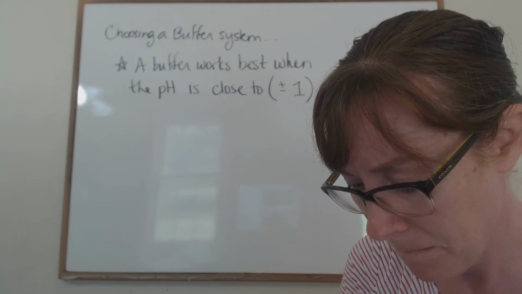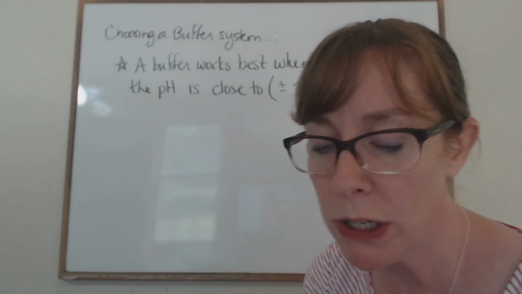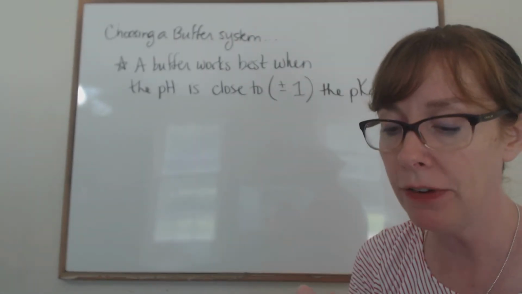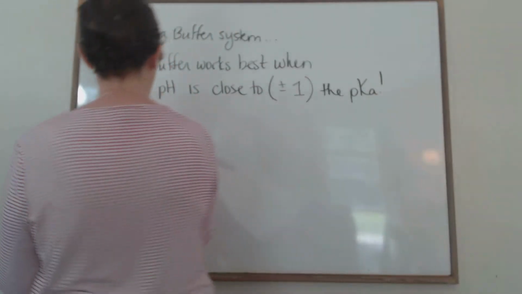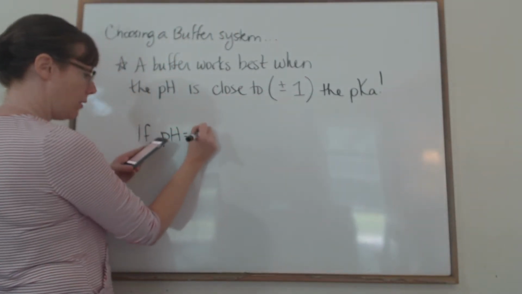This is it. It says part A, which of the following buffer systems would be the best choice to create a buffer with pH equal to 9.05? So if your pH is equal to 9.05, your best buffer would have a pKa near that. So what you would be doing is you would have to look up these Kas, okay?